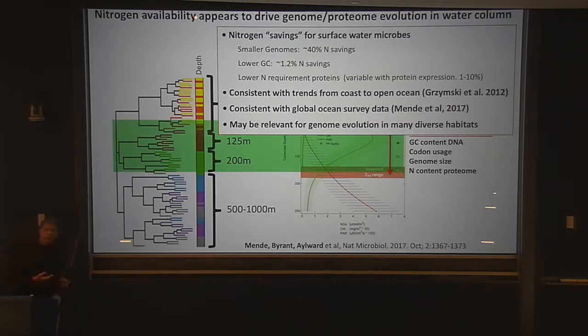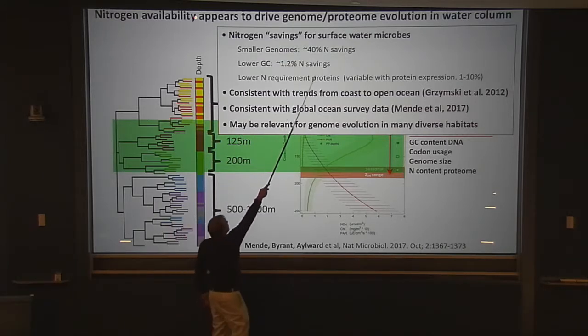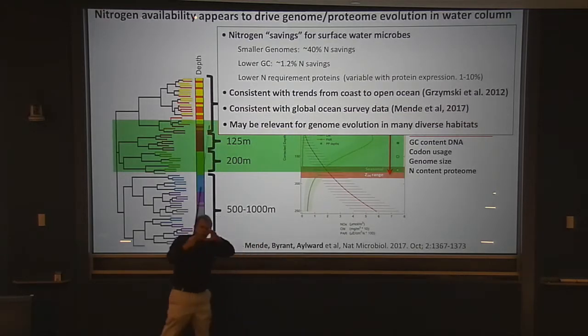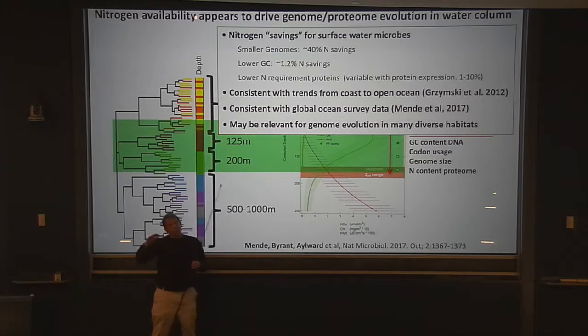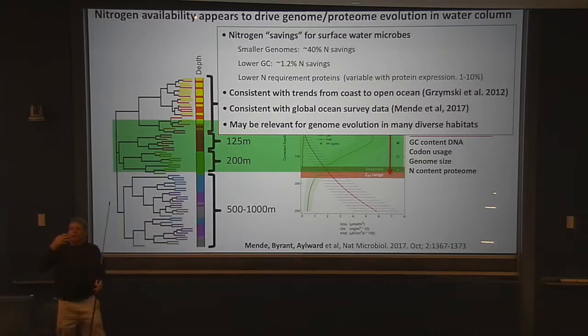Well, the current hypothesis is that up at the surface, where nitrogen is limiting, organisms have low GC content and proteins that have a low nitrogen content. If you do the numbers, the smaller genomes can save you about 40% of the nitrogen, and the low GC saves you this much. The nitrogen requirement for proteins is a little tougher to estimate because that depends on how much of any protein is expressed at any given time, but maybe somewhere around 10% or so.